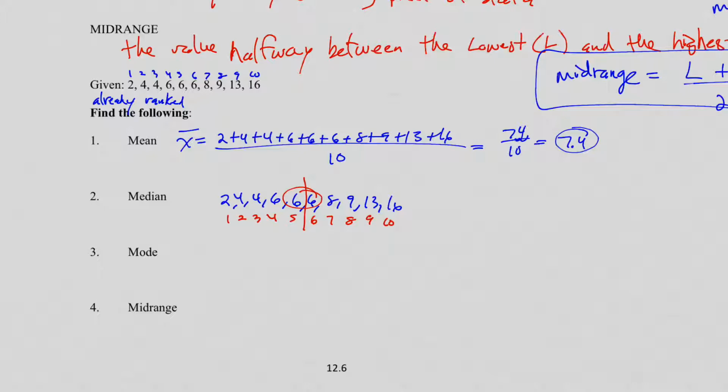But just to prove to you, we're going to do the average of those two middle numbers. 6 plus 6 divided by 2, which is 12 divided by 2, and that's, of course, 6, like we said. Okay?